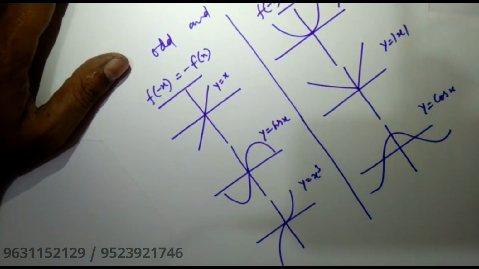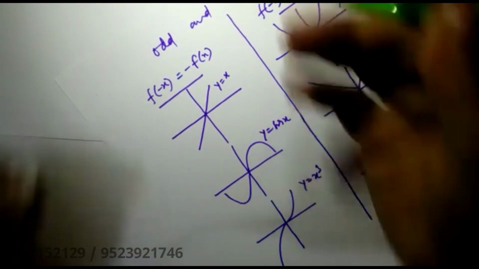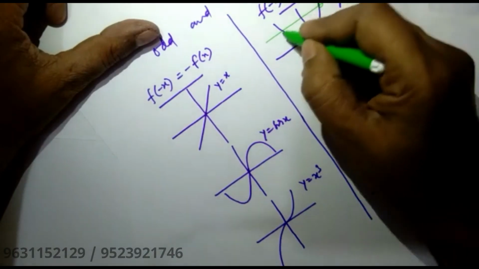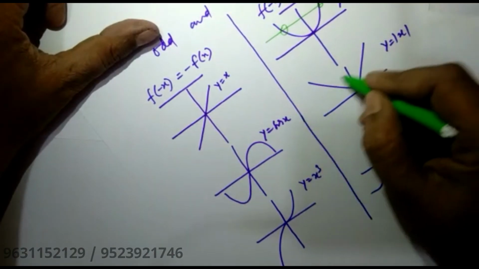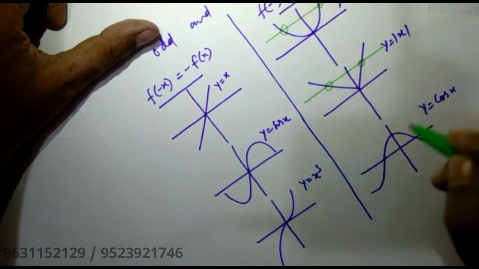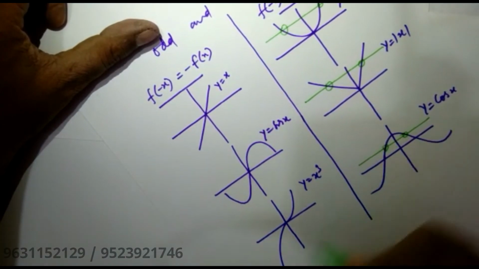Always remember, the even function is always a many-one function, because this is symmetric about the y-axis, and the line parallel to the x-axis always intersects the graph at more than 1 point. This is an even function, so many-one function. This is again many-one function. This is again many-one function.